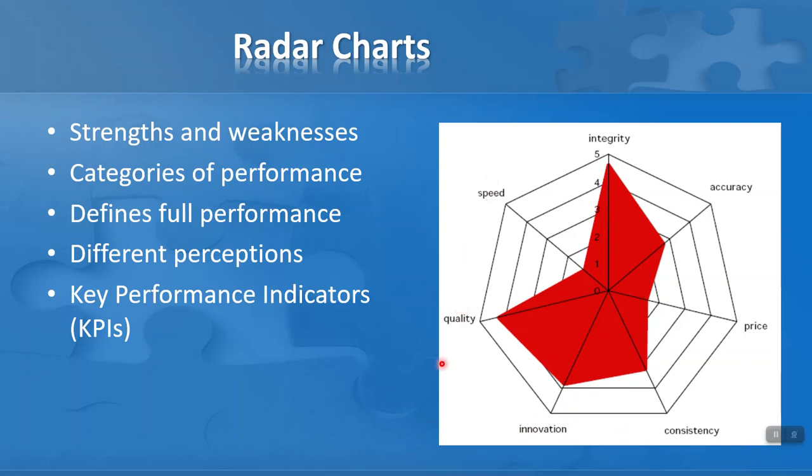And you can see here that this fictitious organization is performing well on integrity, it's performing well on quality, it's performing slightly less on innovation, a little bit down on consistency, but that it's not performing well on speed, price, and accuracy. Speed and price in particular look like they're performing the worst, and these can then be targets for improvement. Now, you will know this from separate analysis of data, of course, but this is a visual that shows you this, and then over time you can compare the diagrams.